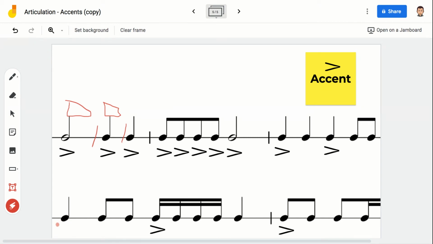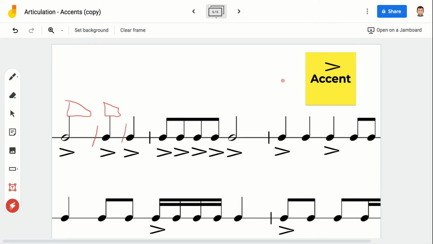Sorry, I added an accent on the first note. Let me start again. I played more notes than there were, but hopefully you heard where those accents were. So they're strong, they're separated, and they're kind of wedge-shaped.